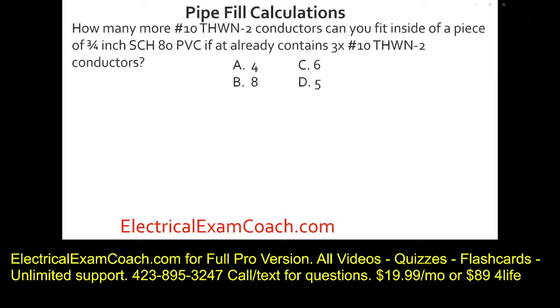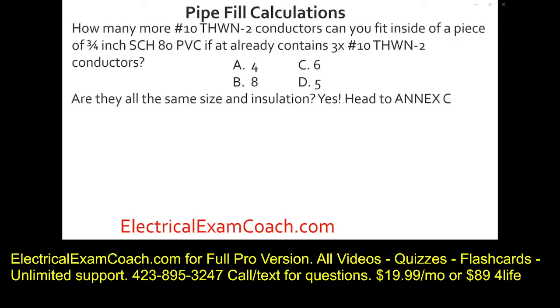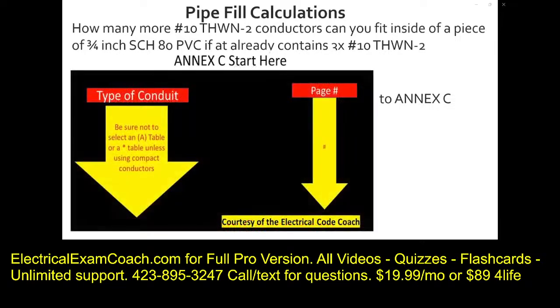How many more number 10 THW-2 conductors can you fit inside of a piece of 3/4-inch Schedule 80 PVC that already contains 3 number 10 THW-2 conductors? The first question we're going to ask ourselves, are they all of the same size and insulation type? They are. So we're going to head straight to NEC. When we get to NEC at the Start Here table, we're going to start on the left-hand side until we find our type of conduit. Then we're going to verify that we're not in the A version of that conduit. We're going to slide over and find our page number.